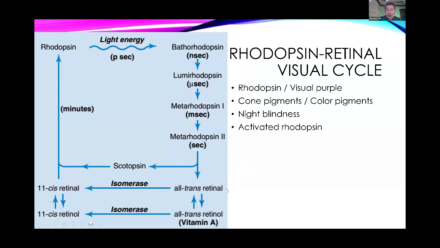So the all-trans retinal, you have to know this, cannot bind to your scotopsin to become the rhodopsin. It has to be converted to the 11-cis retinal. So this step should make use of the enzyme isomerase. This enzyme isomerase will convert all-trans retinal to 11-cis retinal. This 11-cis retinal plus scotopsin will become your rhodopsin again. So this cycle goes on and on and on.